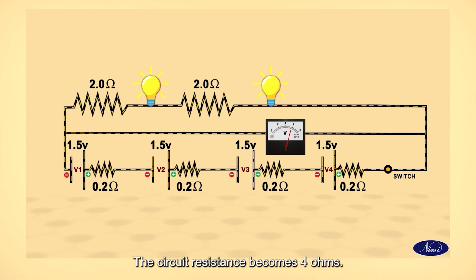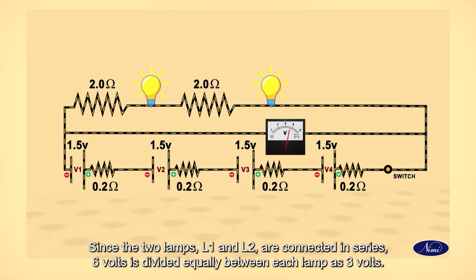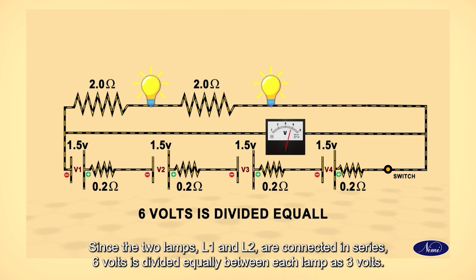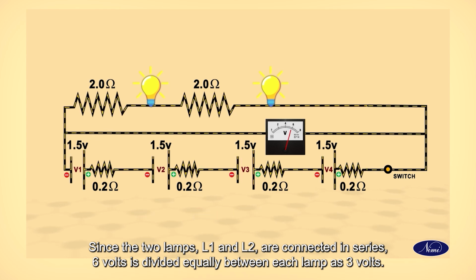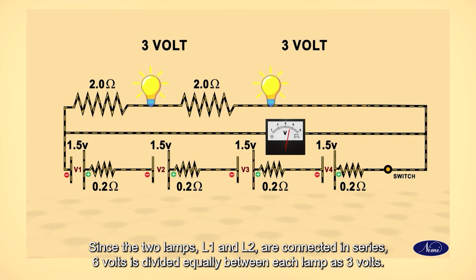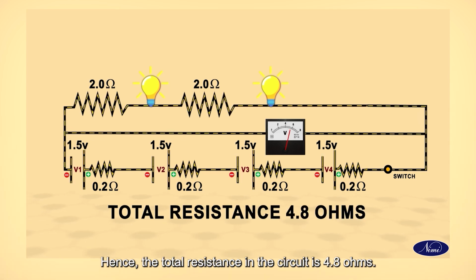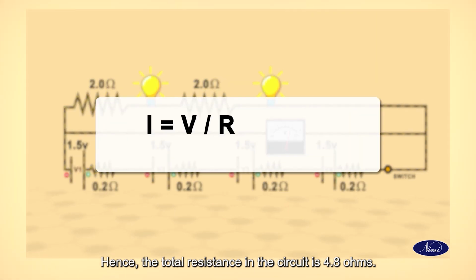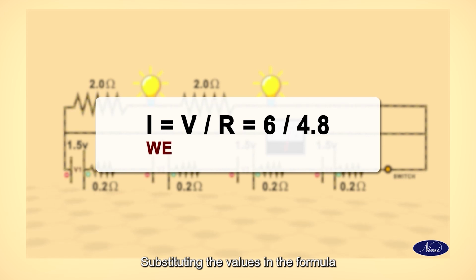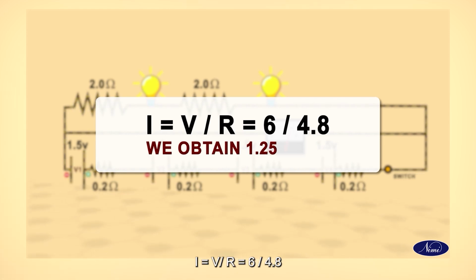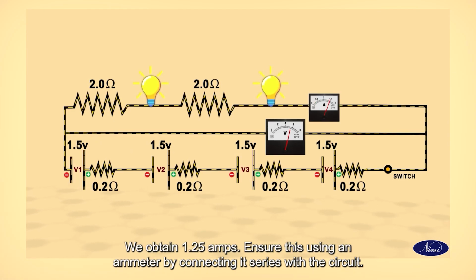Since the 2 lamps L1 and L2 are connected in series, the 6 volts is divided equally between each lamp as 3 volts. Hence, the total resistance in the circuit is 4.8 ohms. Substituting the values in the formula, I is equal to V by R, equal to 6 upon 4.8, we obtain 1.25 amps. Ensure this using an ammeter by connecting it in series with the circuit.